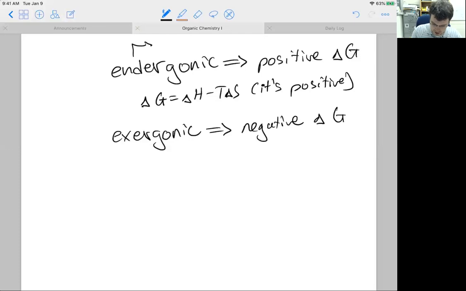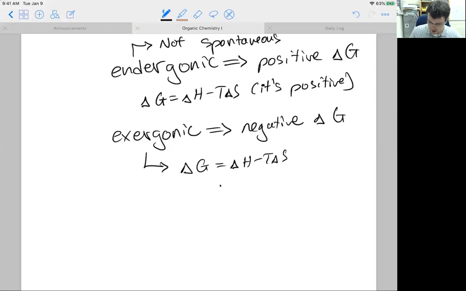And endergonic systems are not spontaneous. But in the case of an exergonic system, where we have a negative delta G, I'm not saying anything about heat being released or absorbed, or randomness or disorder. I'm saying this entire mathematical operation, delta G equals delta H minus T delta S, is negative now. That's what I'm saying with an exergonic process. And if it's exergonic, it's spontaneous.